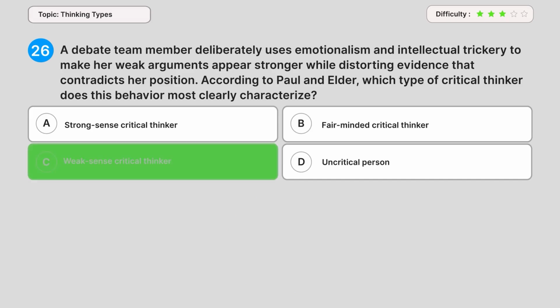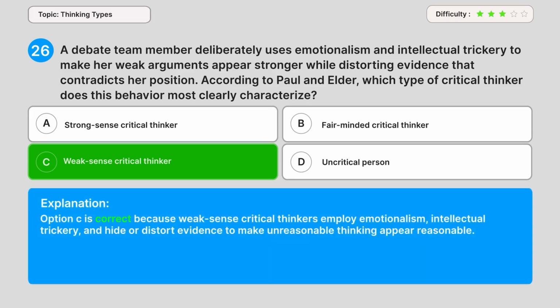Correct answer, C. Weak-sense critical thinker. Explanation. Option C is correct because weak-sense critical thinkers employ emotionalism, intellectual trickery, and hide or distort evidence to make unreasonable thinking appear reasonable.